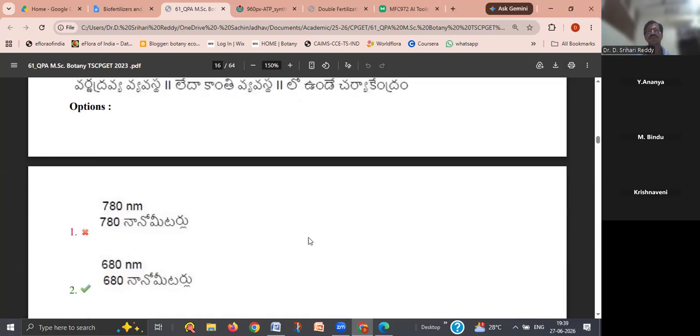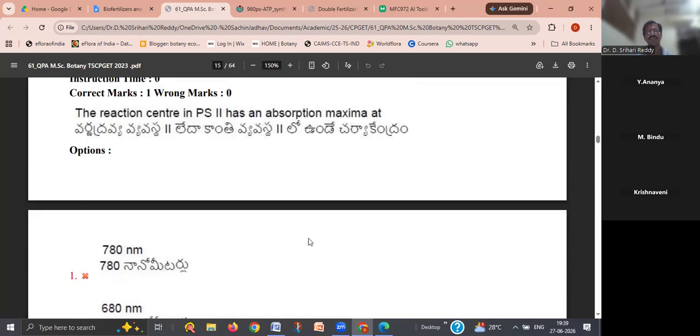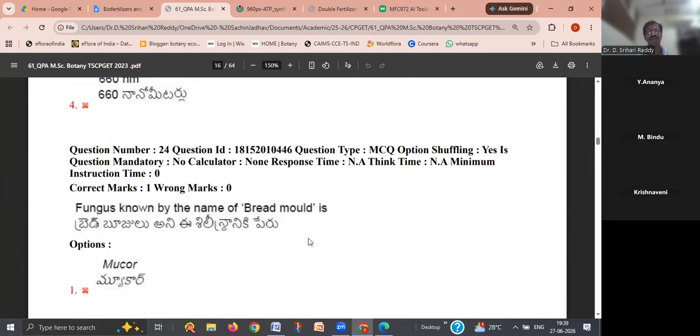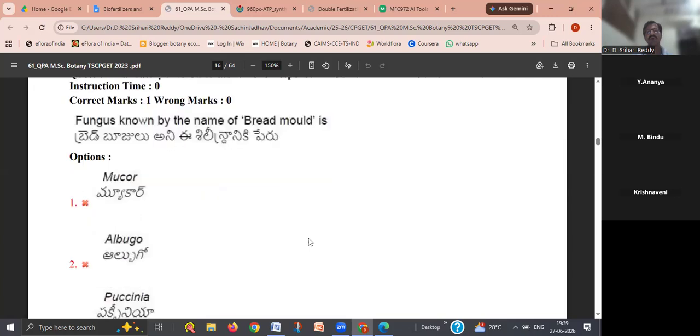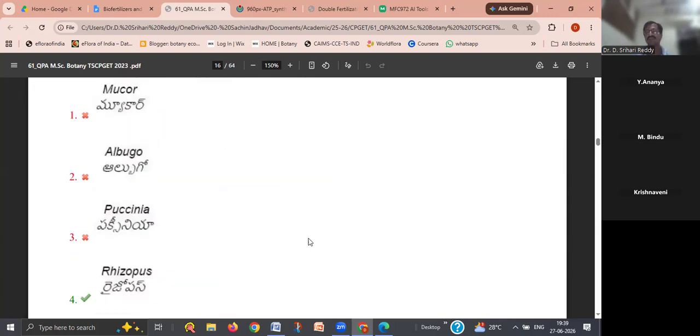That you should remember. And here, the fungus known by the name of bread mold, the answer is Rhizopus. We know it. Rhizopus is called black mold or bread mold.